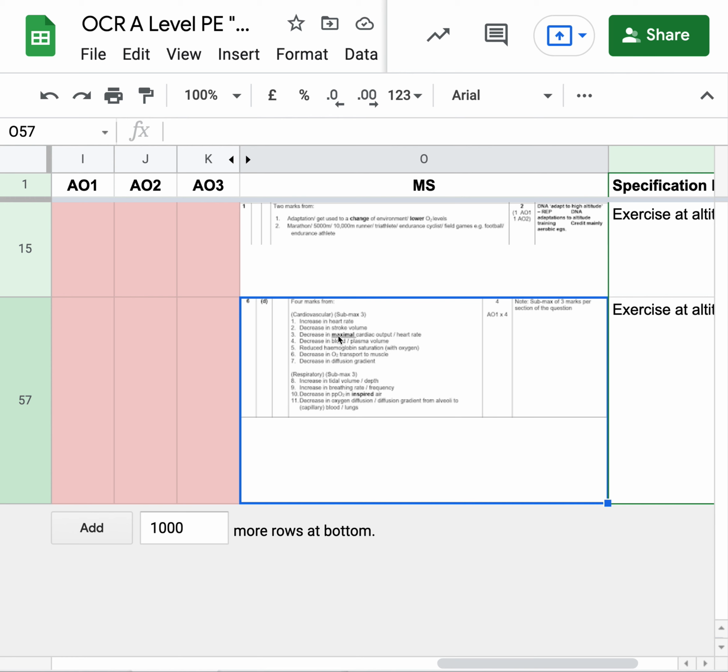There is not a decrease in stroke volume. There is not a decrease in maximal cardiac output. The volume, remember, not what it's delivering, just the volume of blood. And there's not a decrease in blood plasma unless we become, for example, dehydrated. This, however, is true. Reduced hemoglobin saturations. That's the point. We've got the same amount of blood, but there's less oxygen in it. So these 3 points are all incorrect.